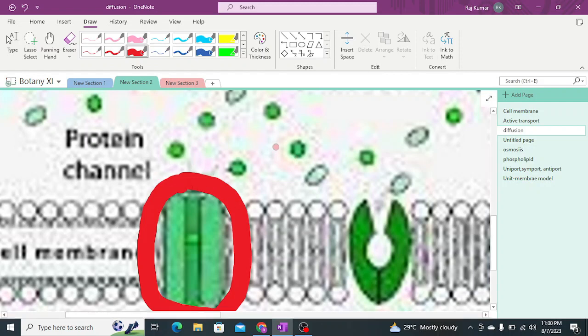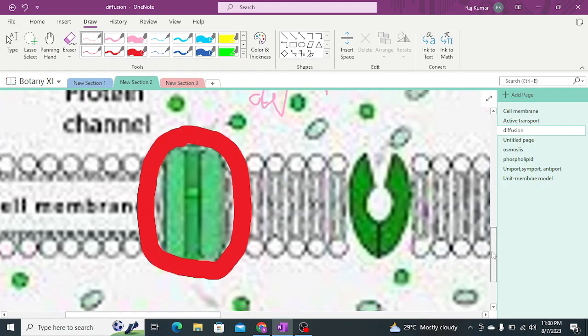Here, the channel protein is made up of 8 molecules of aquaporin. These eight molecules of aquaporin are also known as water channel proteins, which are required to form the channel protein. And what will that channel protein be doing? The channel protein will be allowing water molecules to come inside.